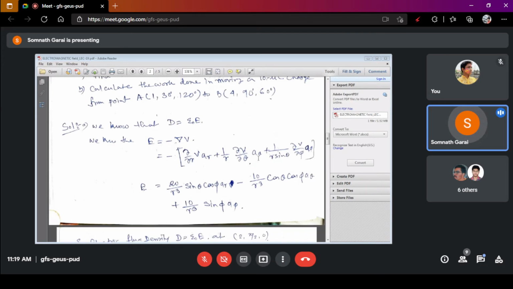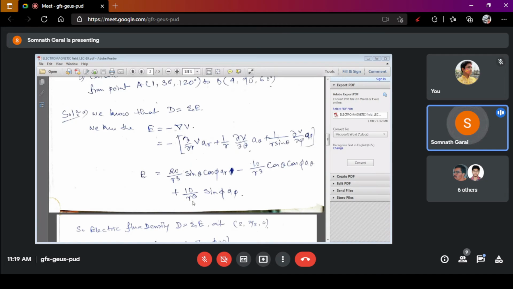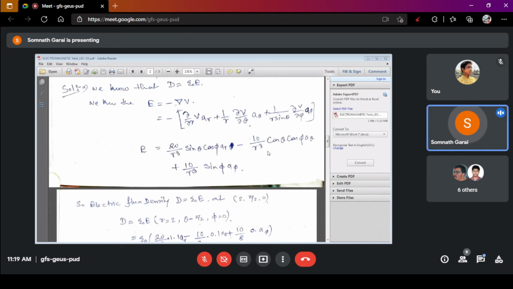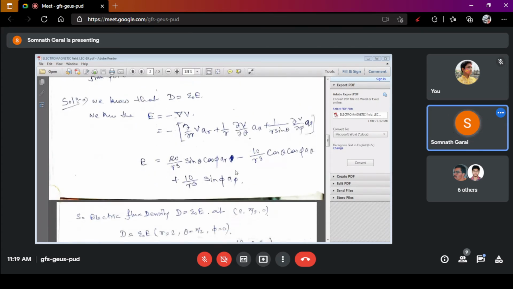Now, after taking the partial derivatives of this equation, we get capital E equal to 20 by r cube sin theta cos phi A r minus 10 by r cube cos theta cos phi A theta plus 10 by r cube sin theta sin phi A phi. So that is the vector equation of E, right?